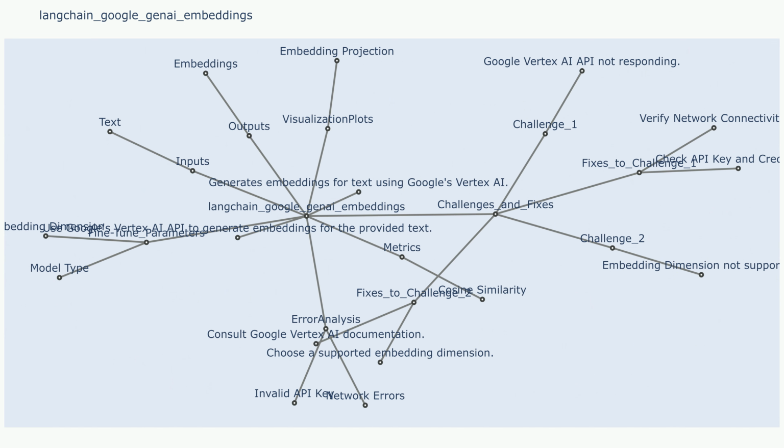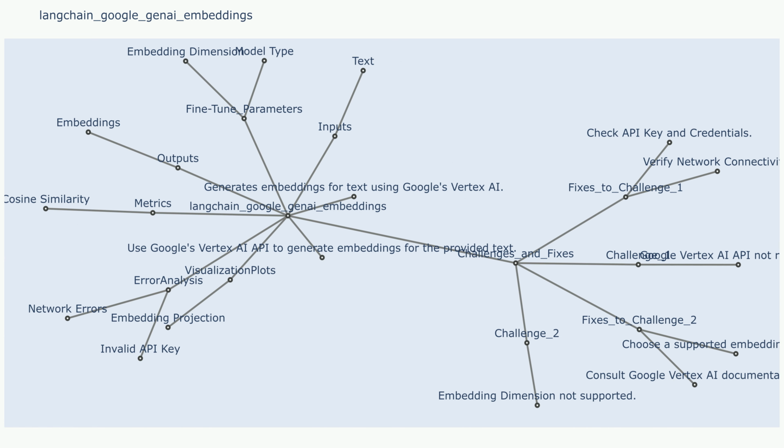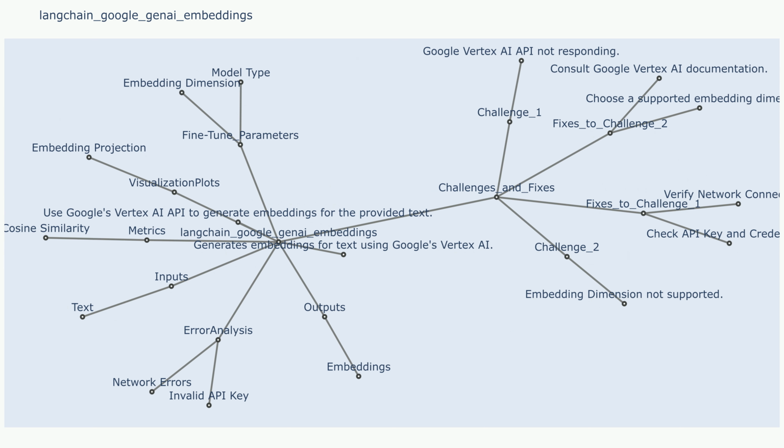Uncertainty methods. Uncertainty method 1: confidence scores. Some Google AI models provide confidence scores for their predictions, indicating the model's certainty in its embedding. Uncertainty method 2: ensemble methods. Combining predictions from multiple models can help reduce uncertainty and improve overall performance.